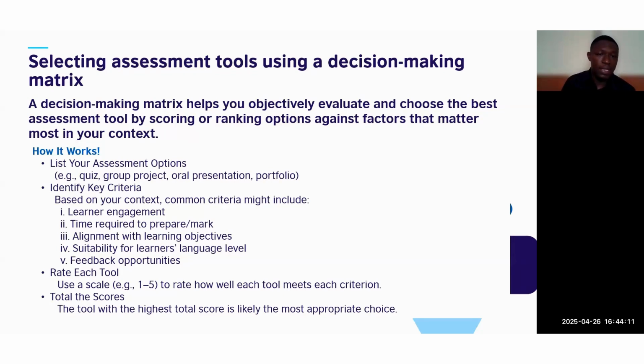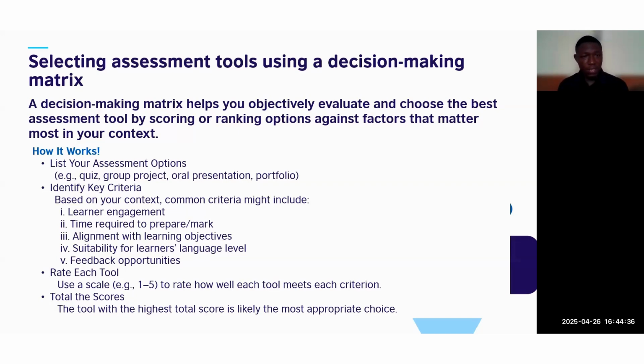In Sub-Saharan Africa, we really don't have many of those fancy technologies. Sometimes we have very large classes, and then you're thinking, what do I do? How do I go about it? So have a list of the options that you have, and then you pen it down somewhere. And then you also have a list of the key criteria that you can consider, common criteria to check.